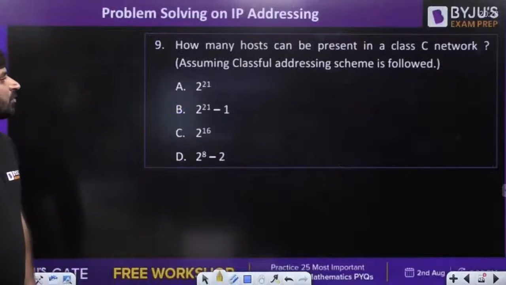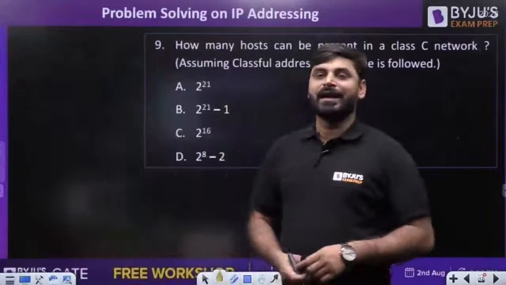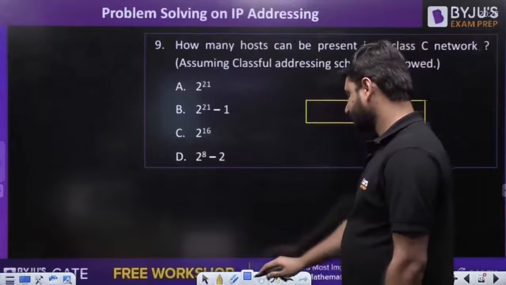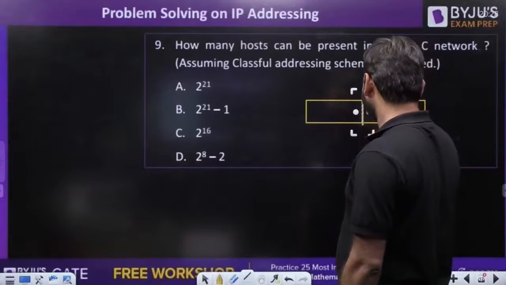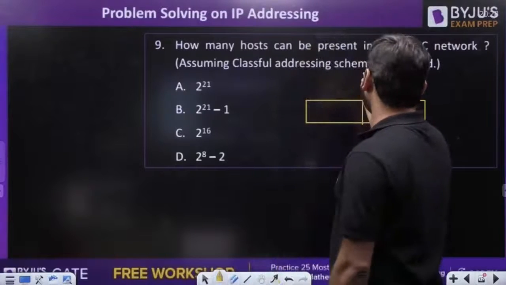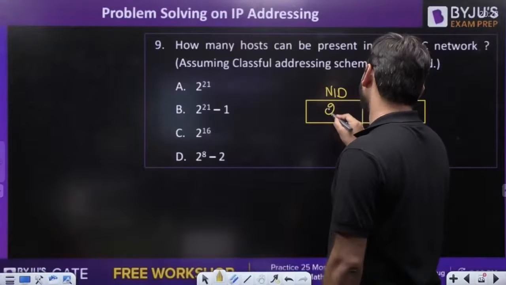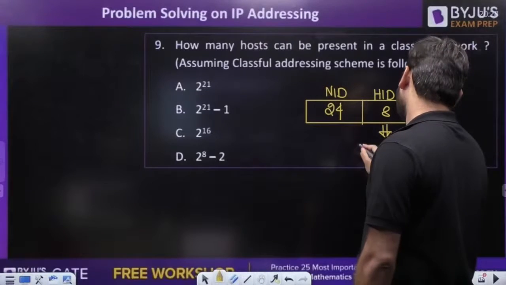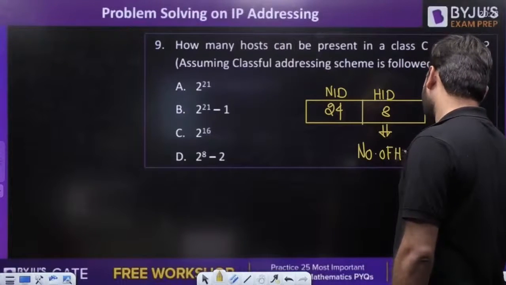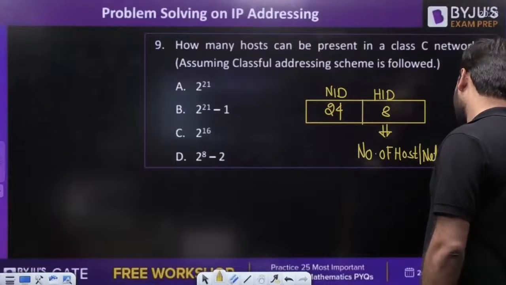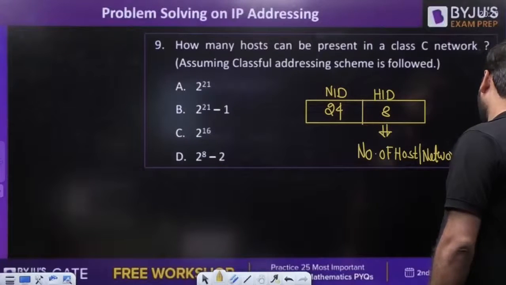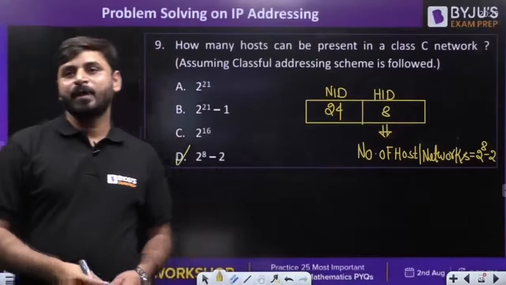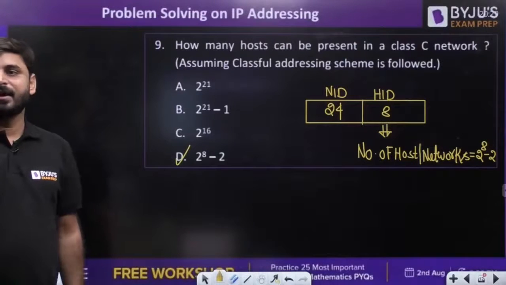Now, question number 9. How many hosts per network in class C? Tell me the answer. I am waiting. Class C network ID, my dear friends, how many bits? 24 bits. Host ID, how many bits? 8 bits. So number of hosts per network is equal to 2 power 8 minus 2. For class C, D will be the correct answer. It is really a very simple question. Clear to everyone?